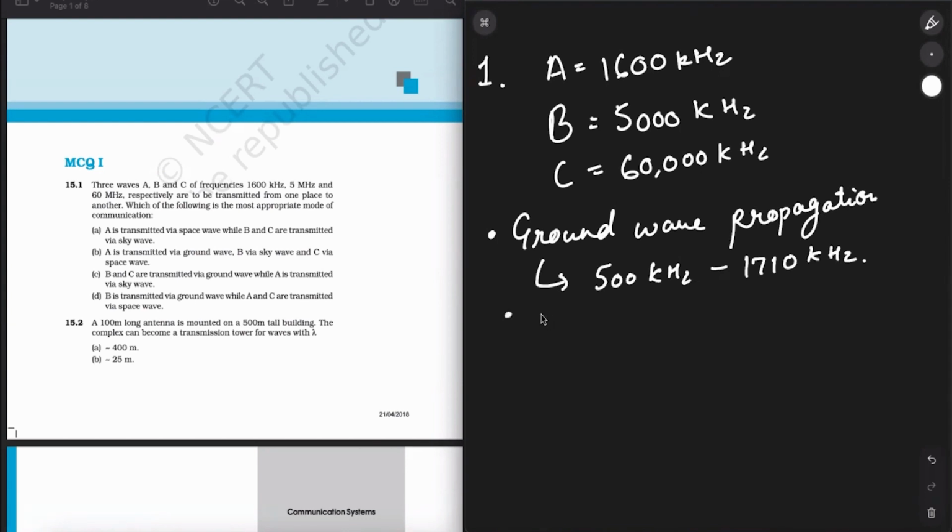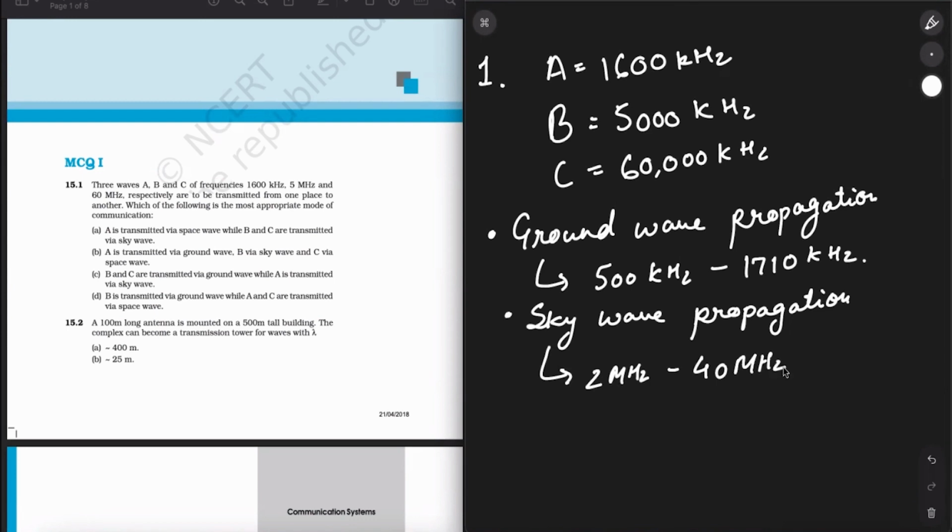Number two is the sky wave propagation. It follows the 2 megahertz to 40 megahertz criteria. The frequency range between 500 and 1710 kilohertz can be transmitted by the ground wave. The sky wave will be used in transmitting the 2 megahertz to 40 megahertz frequency signals.